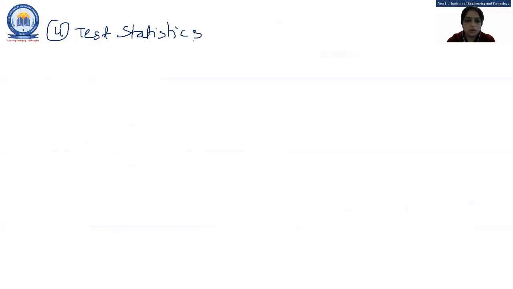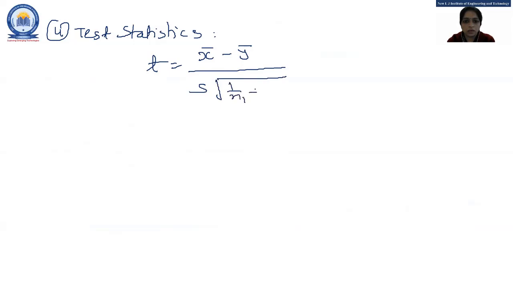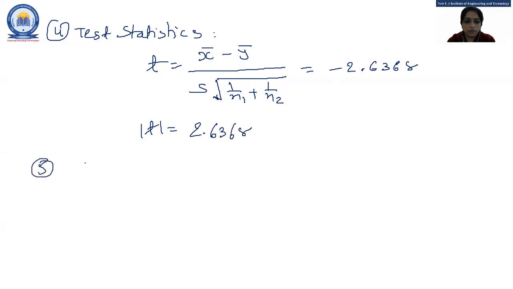Test statistic formula is T equals x bar minus y bar upon S under root 1 upon n1 plus 1 upon n2. Here S into this square root. So T is equal to minus 2.6368. So what is modulus of T? That is 2.6368.